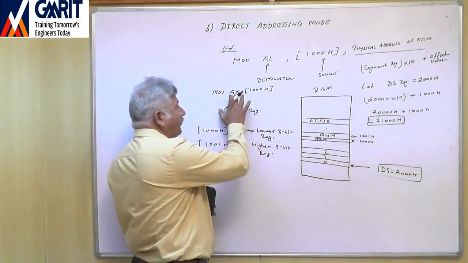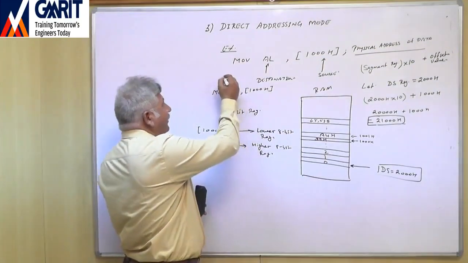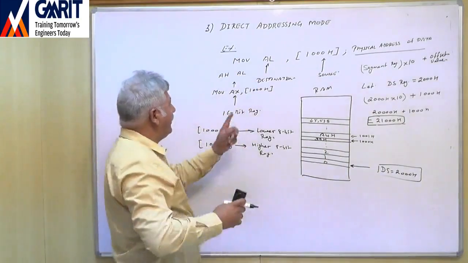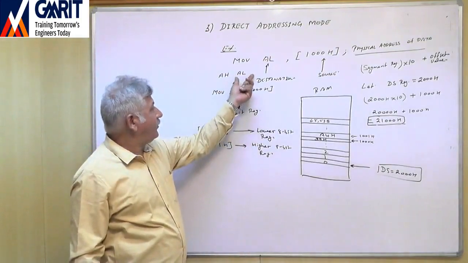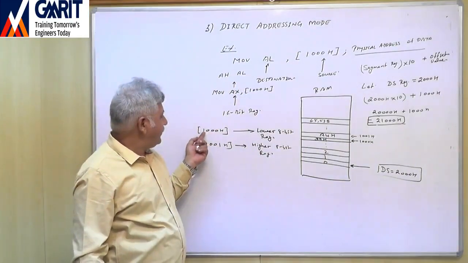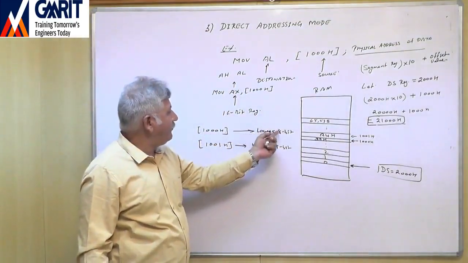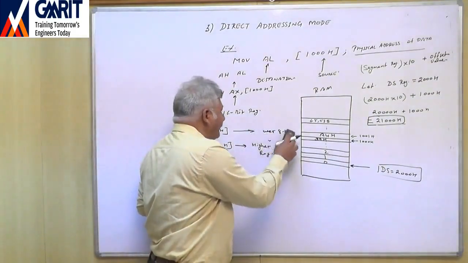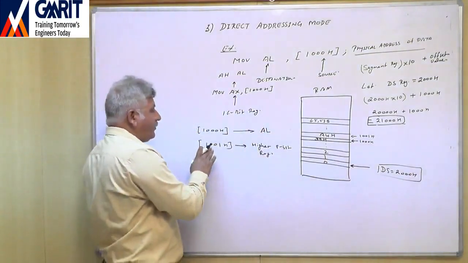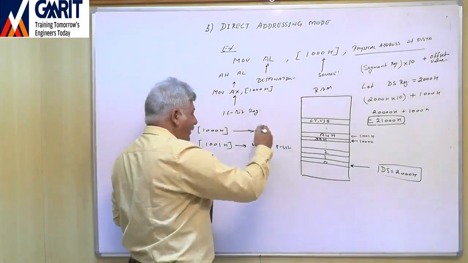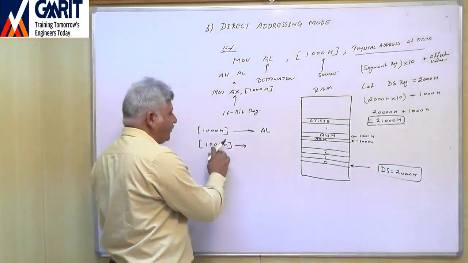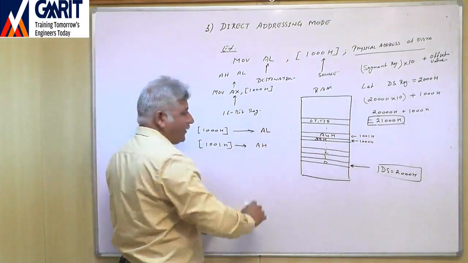AX can be split into two registers, AH and AL, where AL is the lower 8-bit register, where the lower 8-bit value will be stored, and AH is the higher 8-bit register. So here, data from this offset will be loaded into the lower 8-bit register, which is AL. And data from the higher offset address will be moved into the higher 8-bit register. So data from the 1001 offset will be moved into the higher register AH.